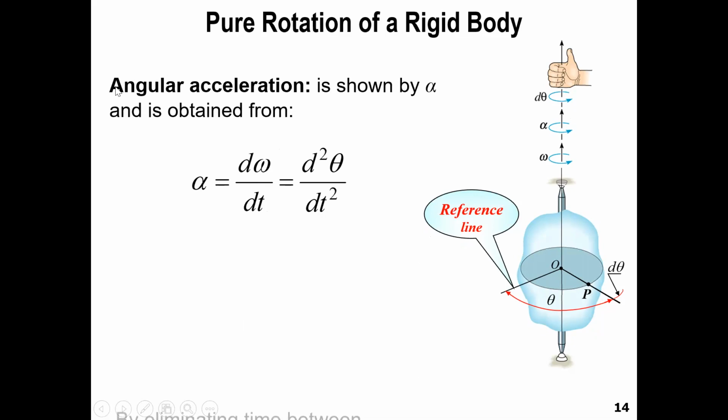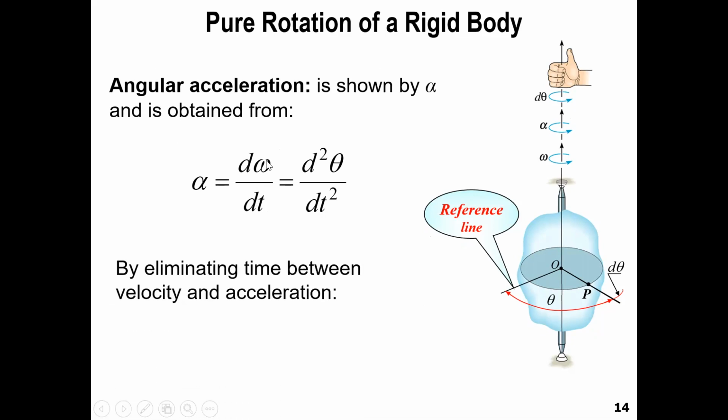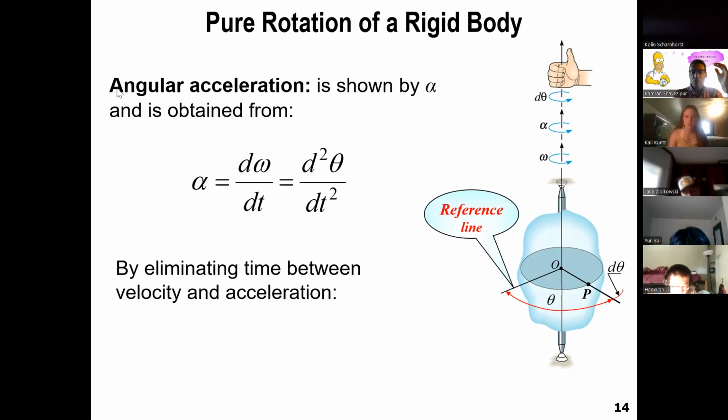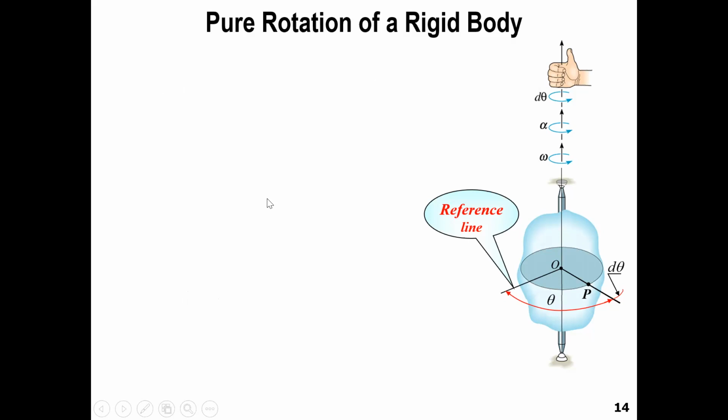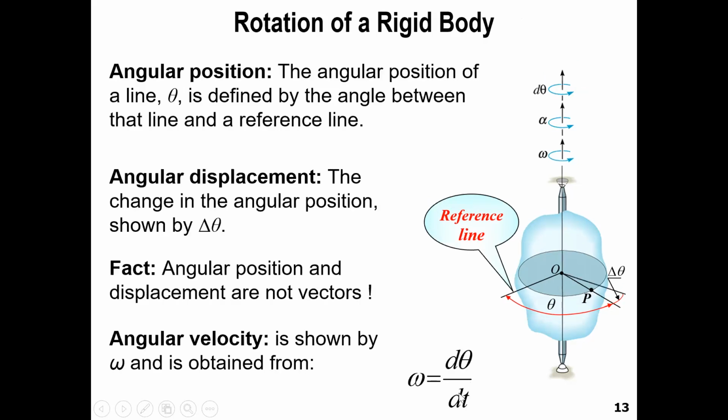This is not W. Some students use the letter W. It is omega. And we use the Greek letter alpha for angular acceleration. So the change of angular position is velocity. The change of angular velocity is acceleration. And if you want to find instantaneous velocity and acceleration, that delta turns to differential: d omega over dt, or here, d theta over dt.